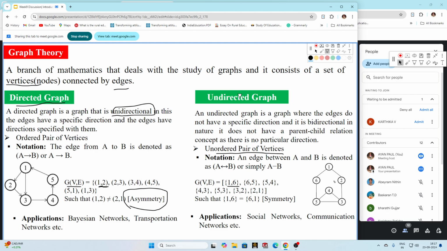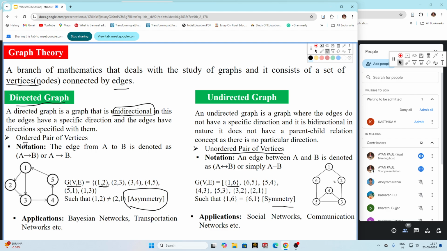Now this undirected graph, unlike directed graph, holds symmetry. That means 1 6 can be written as 6 comma 1, because it does not have direction, right? Here we have to write 1 2 only, because node 1 is connected to node 2, but here we cannot write 1 2 as 2 1, but here we can write 1 6 as 6 1. So undirected graph holds the property of symmetry.